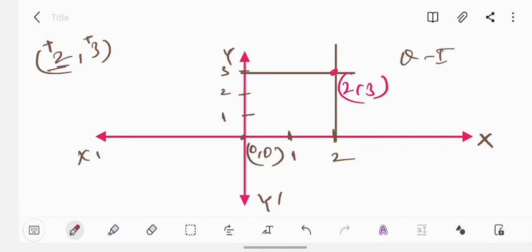Similarly, you can plot other points, which are also given in your exercise questions. So you all try solving questions based on coordinate geometry from exercise 5 from R.S. Agarwal, and try completing all the examples and exercise questions from NCERT as well. And if you face any problem, you can always ask in the virtual class.